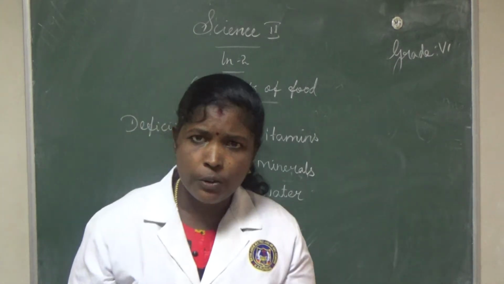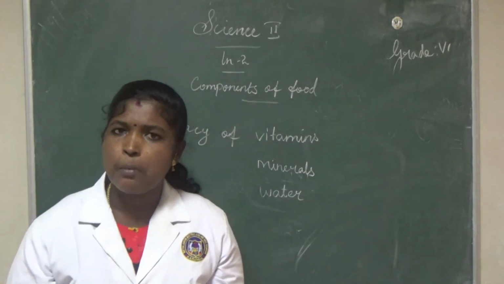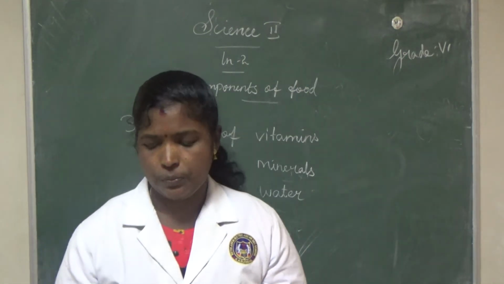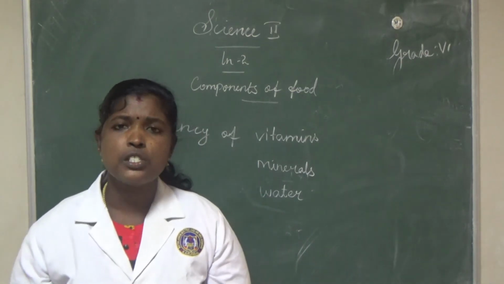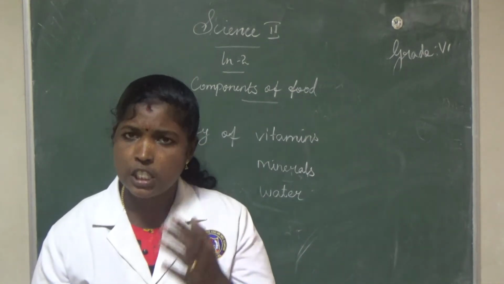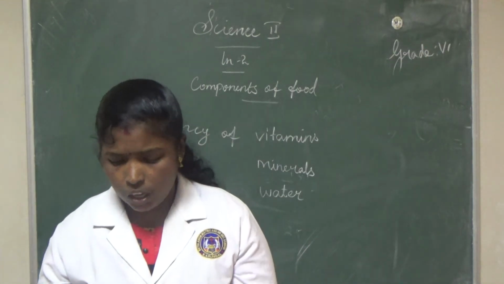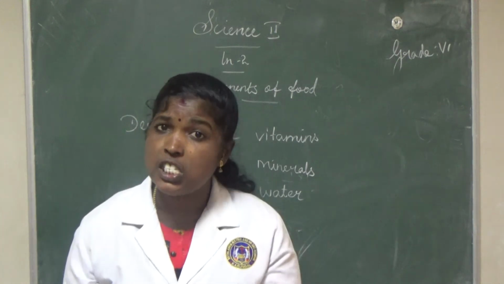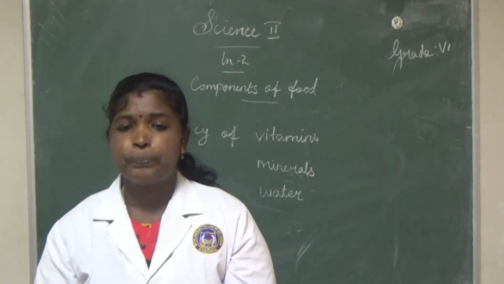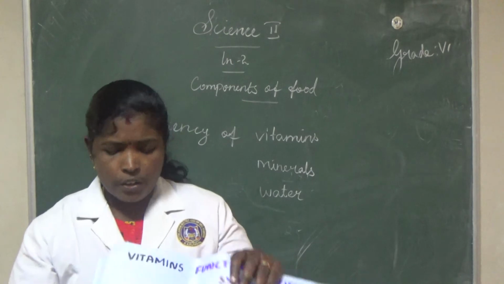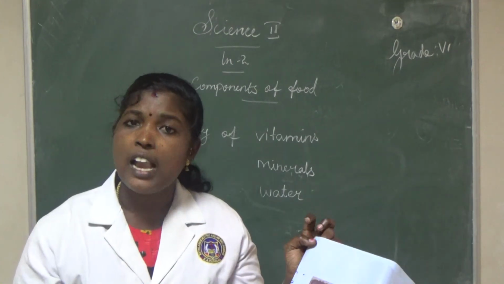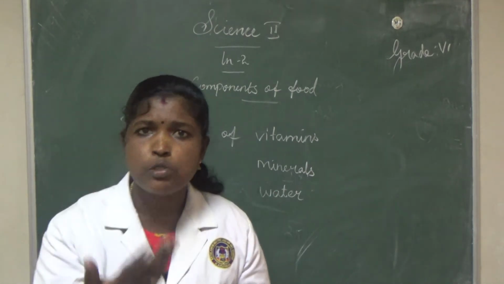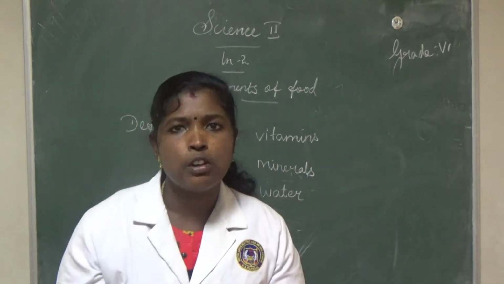Today we are going to discuss deficiency of vitamins, minerals and water. First, deficiency of vitamins. We are going to discuss the sources of vitamins, the functions of the vitamins, the deficiency diseases and the symptoms. First, what are the types of vitamins? We already discussed this in previous classes. What are the types of vitamins? Fat soluble and water soluble vitamins.